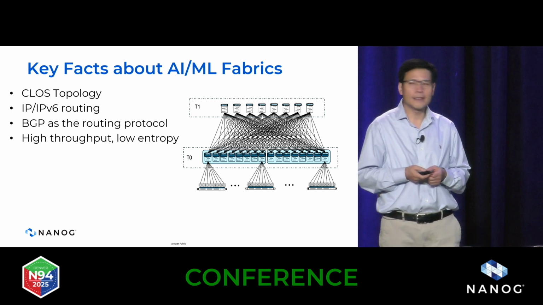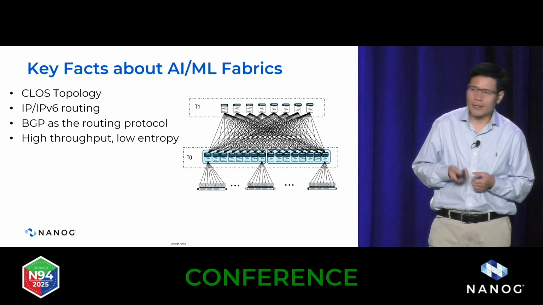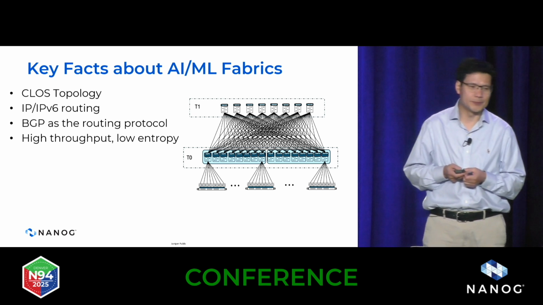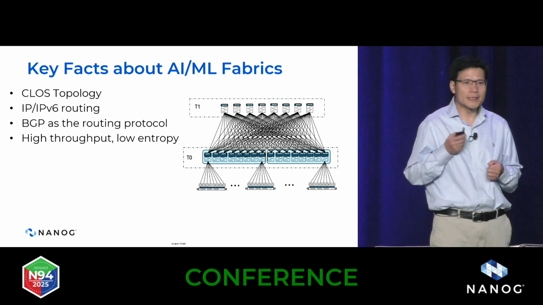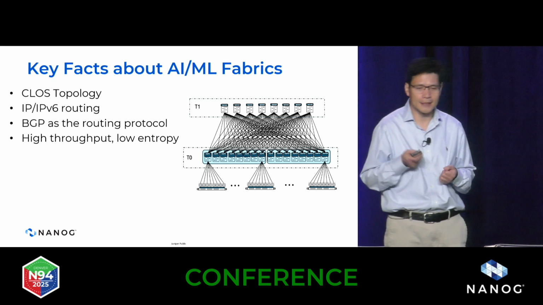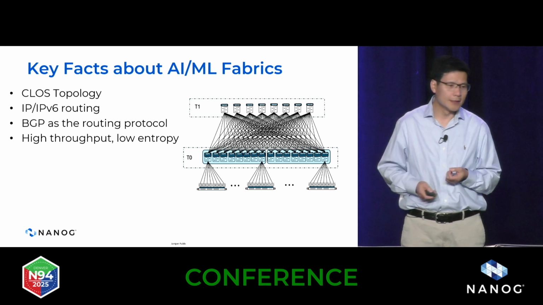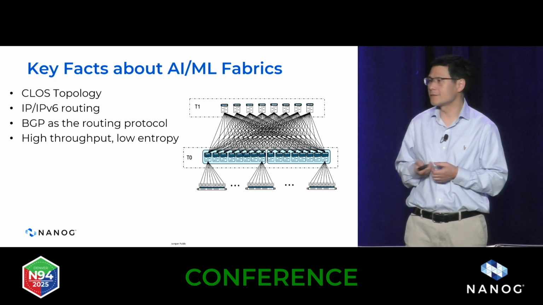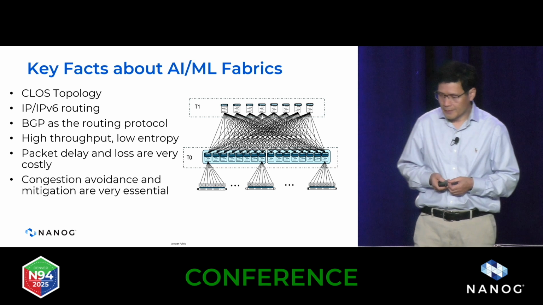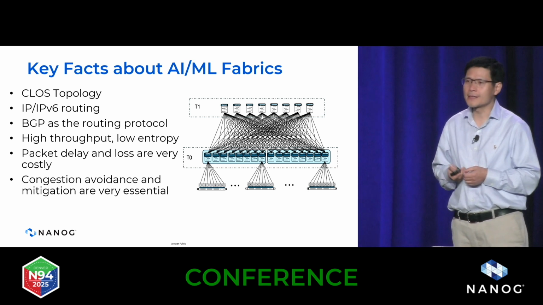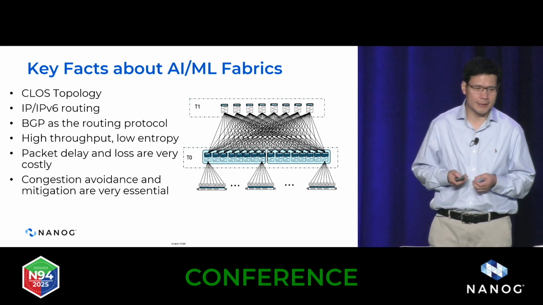As we know, the AI/ML flows are usually high throughput and low entropy. This makes them very prone to congestion. On the other hand, these flows are not very tolerant of congestion. The reason is that packet delay or loss in the fabric could lead to those AI/ML jobs being either delayed or rescheduled. This will waste a lot of the very expensive GPU resources. So because of this, congestion avoidance is a very important topic, which pretty much every vendor is trying to solve in the AI/ML fabrics.